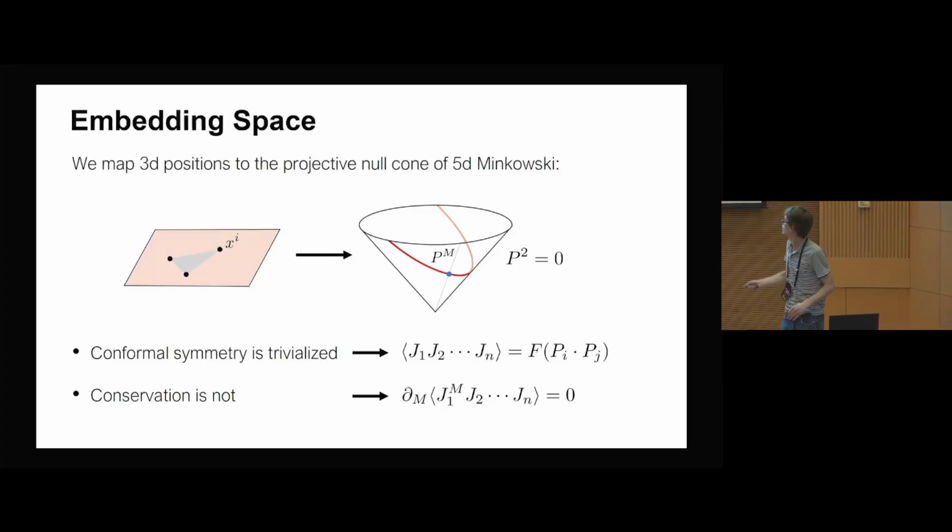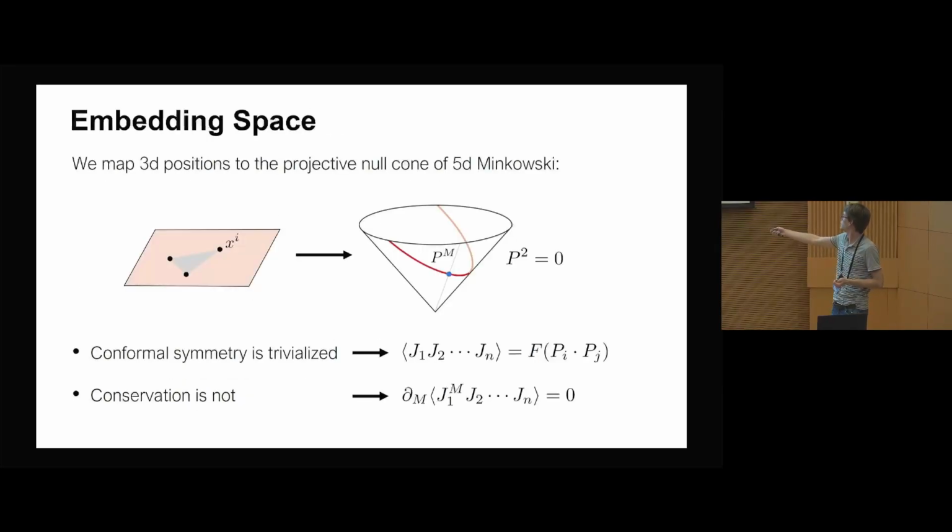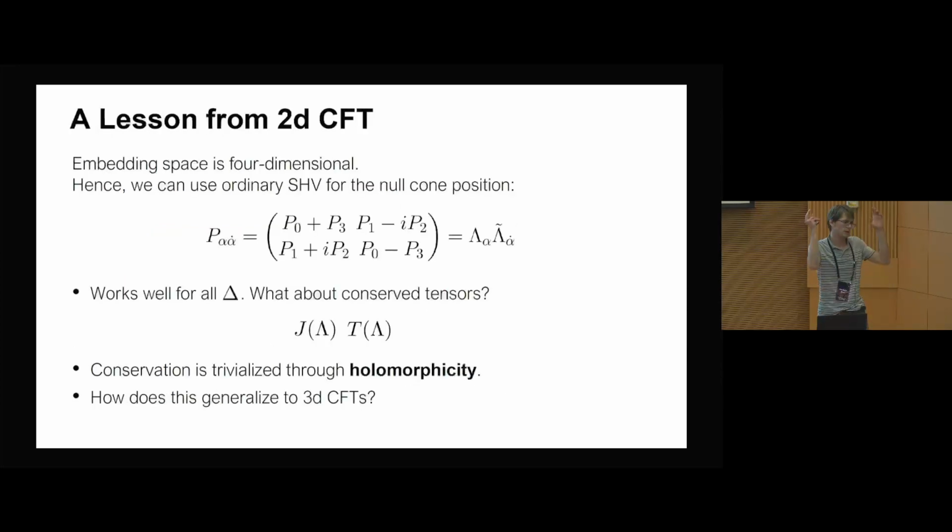Because if we have some correlator written in embedding space, and we just say that it only depends on products between embedding space vectors, then this trivializes the first kinematic constraint that we had, which is conformal symmetry. However, this does not trivialize the conservation condition, because it's not trivial in these variables that these currents are conserved, that they satisfy that differential equation. Okay, so we just trivialized conformal symmetry, and now we need to also trivialize conservation.